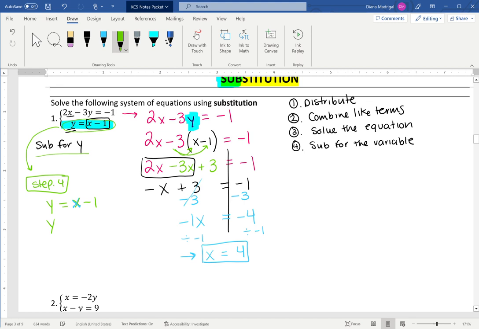So y equals 4 minus 1. And all I have to do is do the math. 4 minus 1 equals 3. So my answer is going to be 3 for y. Final step, okay, write your answer as a coordinate point.